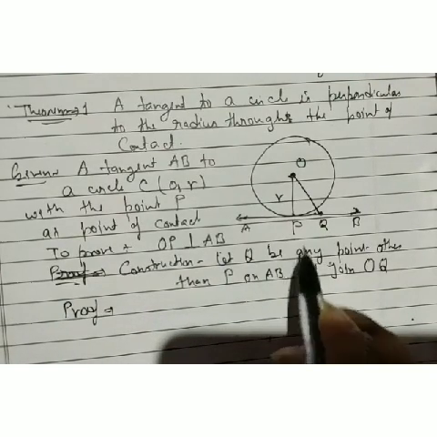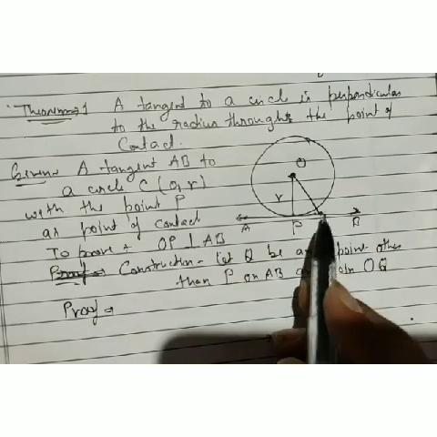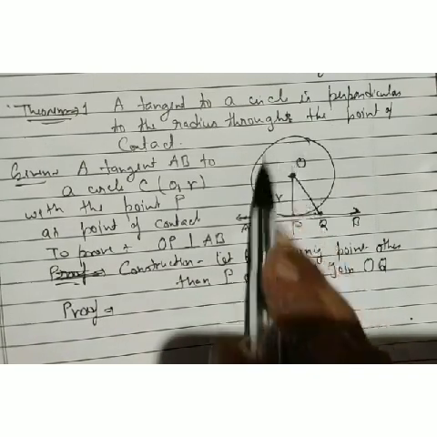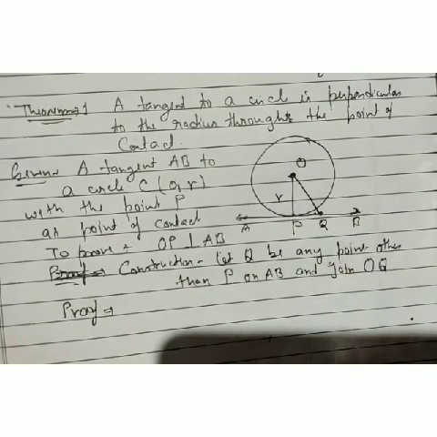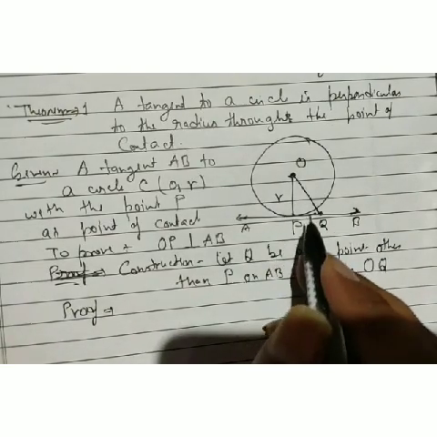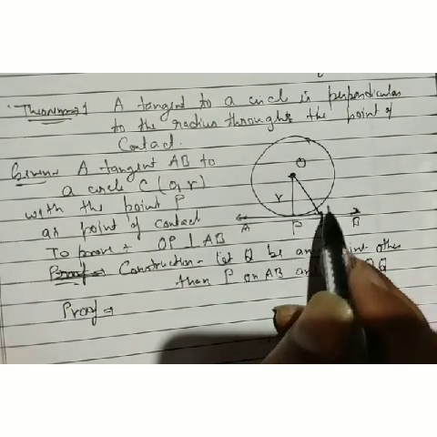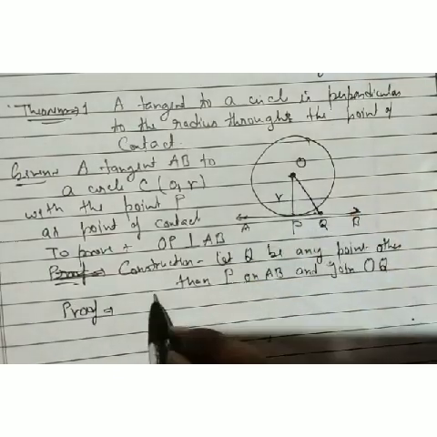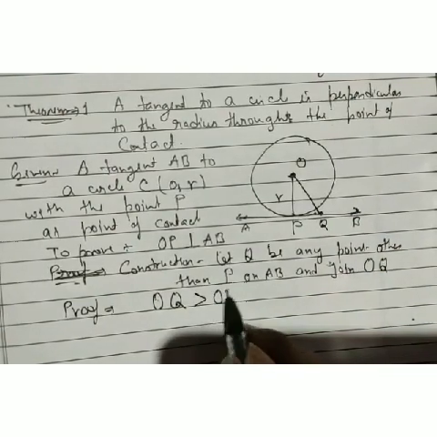Proof. Look, this Q lies in the exterior of the circle. Q is a point on tangent AB other than the point of contact. Then Q is exterior to the circle. In the proof, we start by taking the distance OQ. What is the distance OQ? Our OQ is greater than OP.